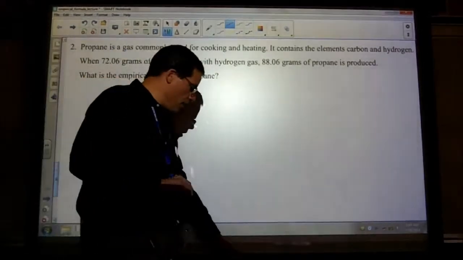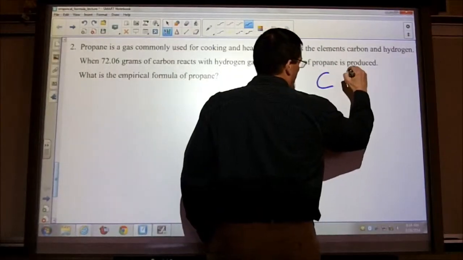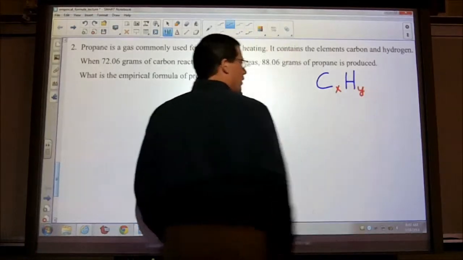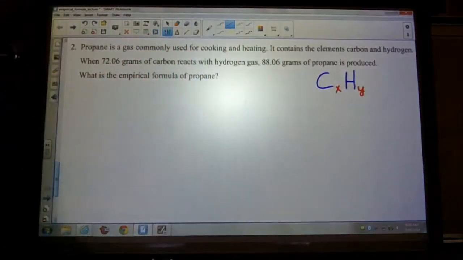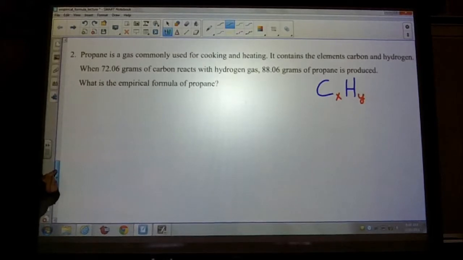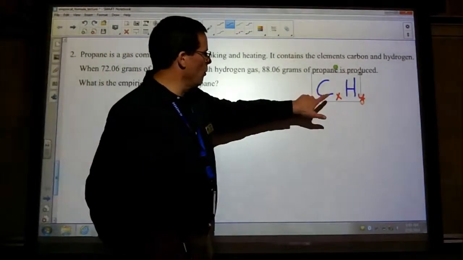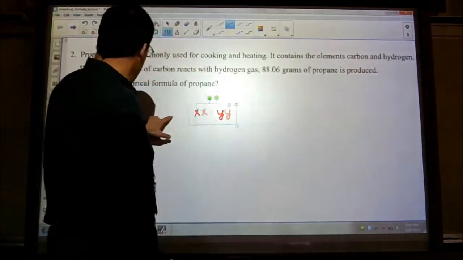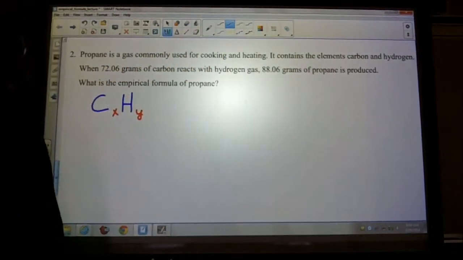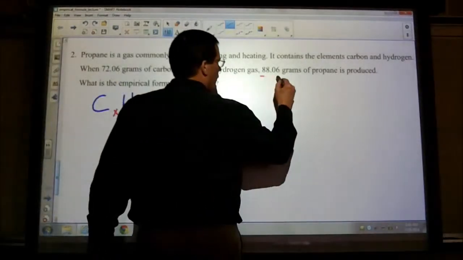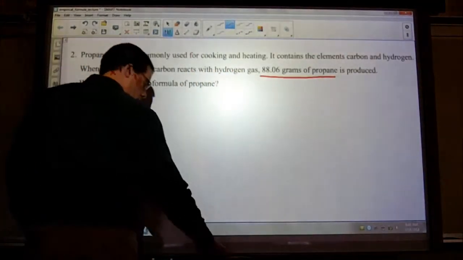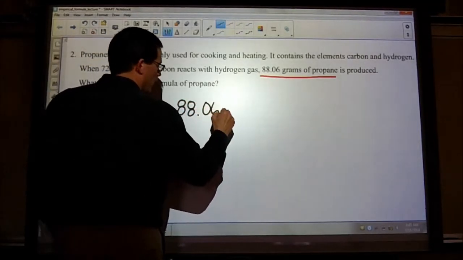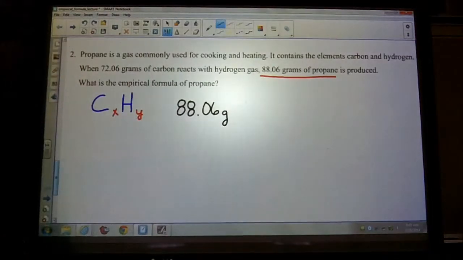So again, we have this carbon-hydrogen compound. So we're looking for the subscripts for these things. And some of you know what propane is, and that's fine. Nothing wrong with that. So we have this carbon-hydrogen containing compound over here. And what is the mass of this? Very good. So we have 88.06 grams. So we love word problems, being able to find out the fun information in there.